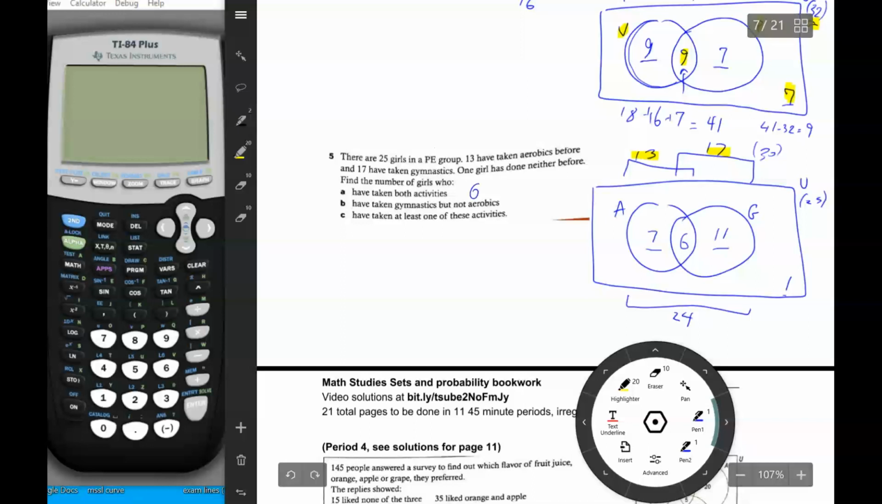Have taken gymnastics but not aerobics. So gymnastics but not aerobics would be 11. And have taken at least one of the activities would be 7 plus 11 and 6, because the 6 have taken both. That's at least one. It would include all these 3. So we know that those add up to 24 already. And that's it for this page.